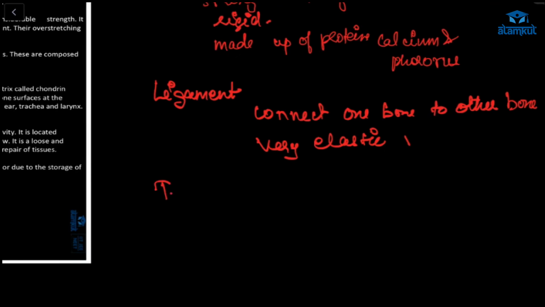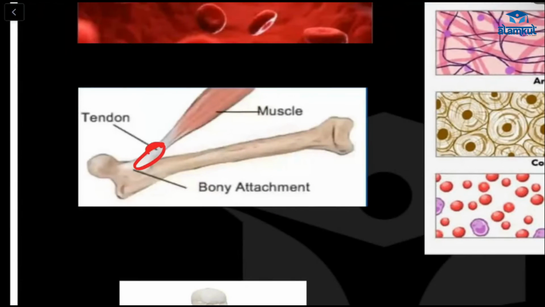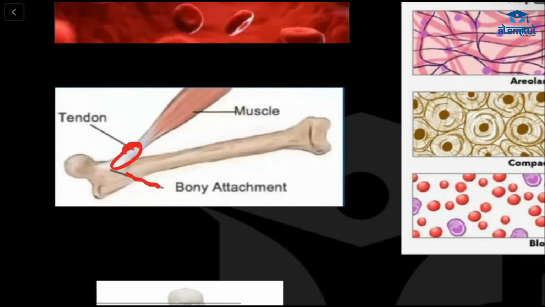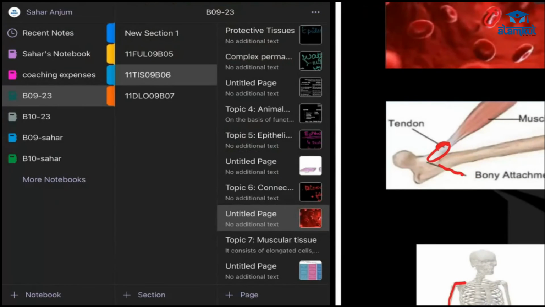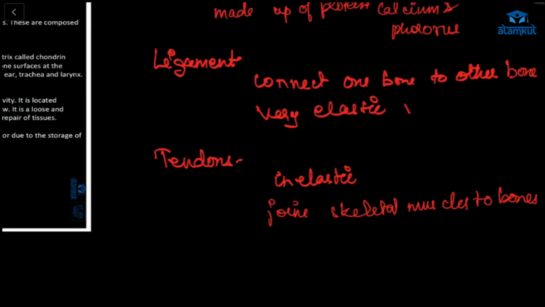Next we have tendons. They are inelastic. Elastic means they are stretchable. Inelastic, they are not stretchable. They join skeletal muscle to bones, right? So this is our tendons. This bone and this muscle are joined by the tendon, and bones are joined by the ligament. Understood, Arham? Yes, ma'am. Understood, Razi? Yes, ma'am.